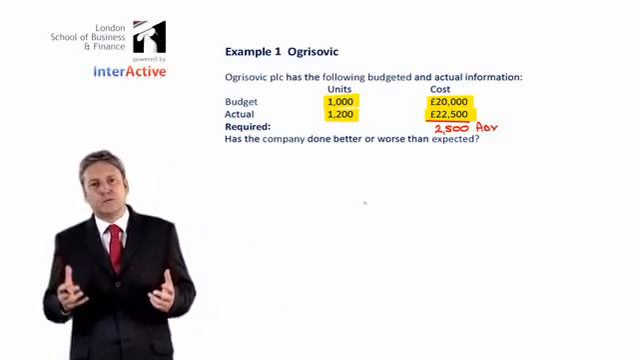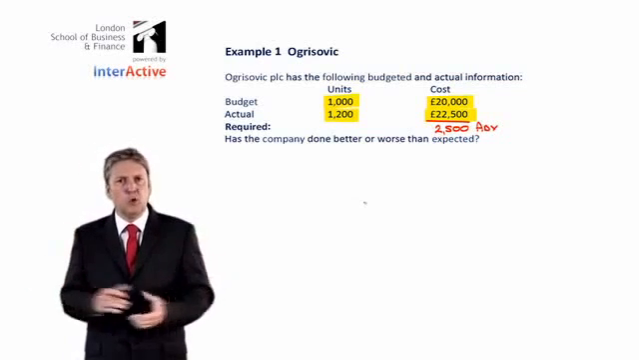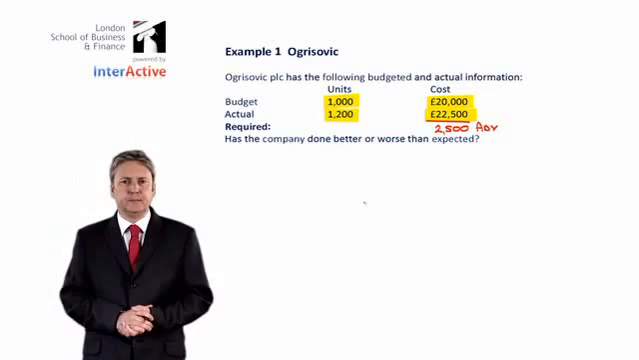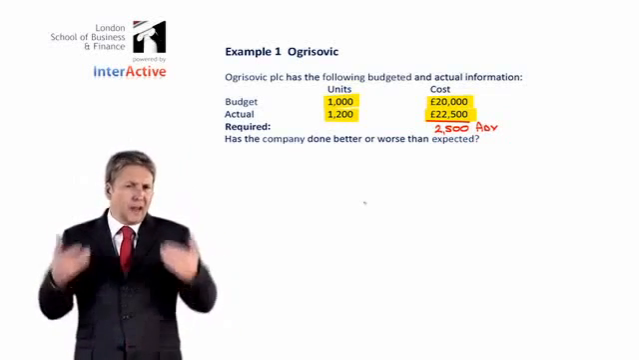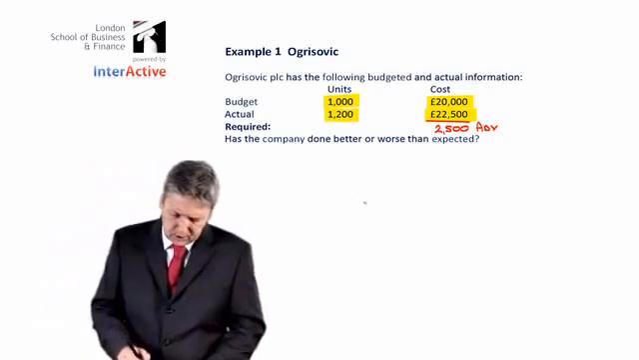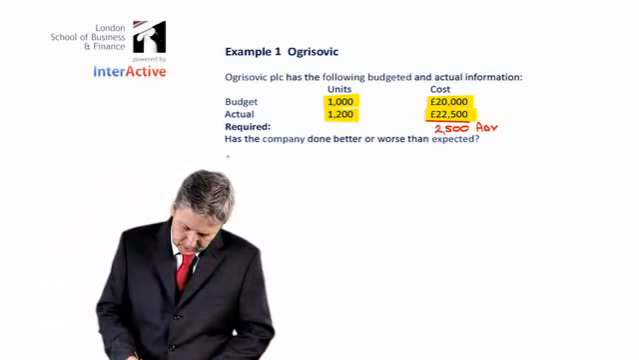We've got an adverse variance. We've spent more money than we expected to spend. Does that make sense to you? Well, okay, that's my suggestion. An alternative suggestion is this.